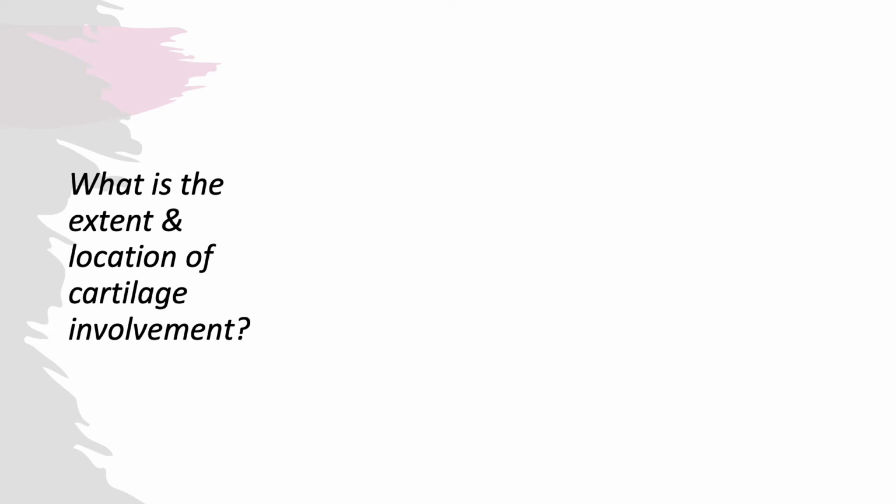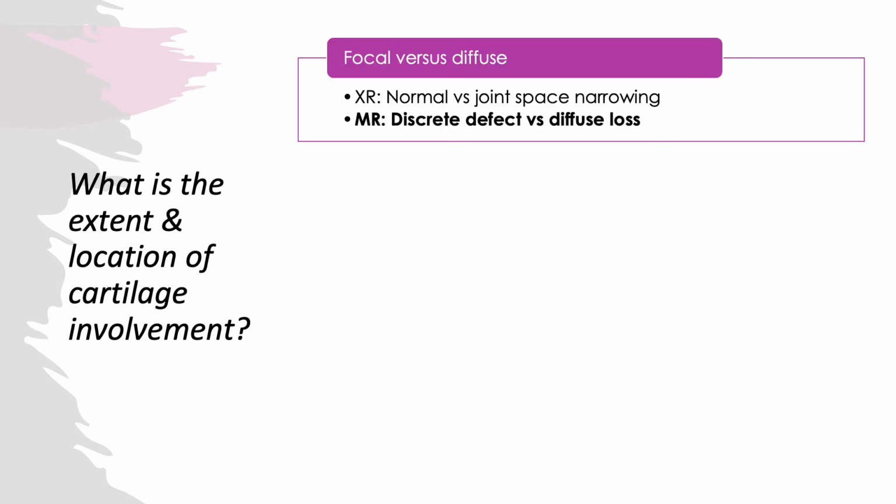Now, once we've understood that there is true joint space narrowing or there is cartilage loss, we want to know what is the extent and location of cartilage involvement. And the reasons this is important are we want to know if it is focal cartilage loss or diffuse cartilage loss. Here an X-ray is helpful.